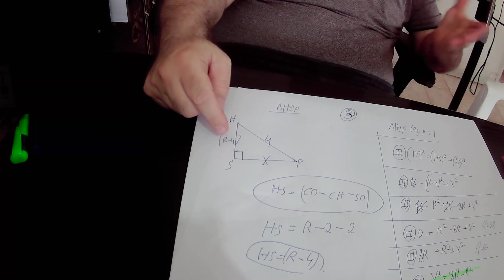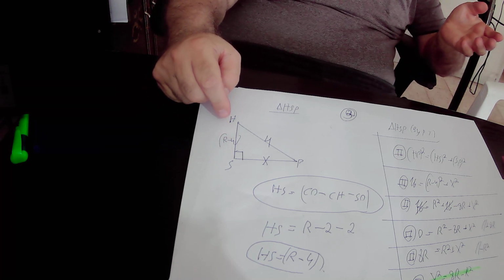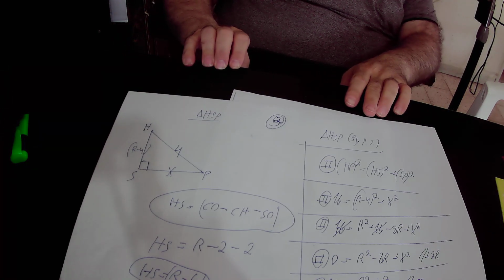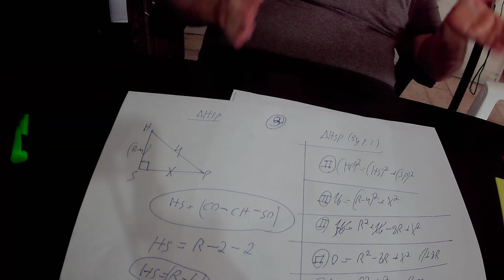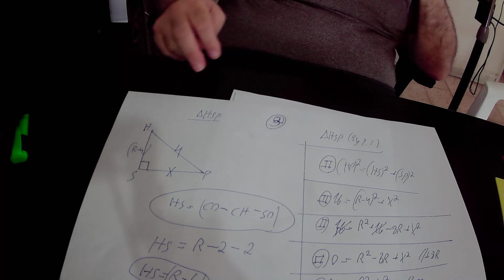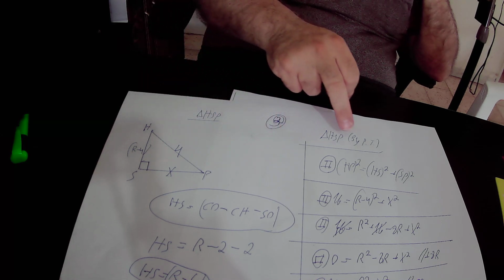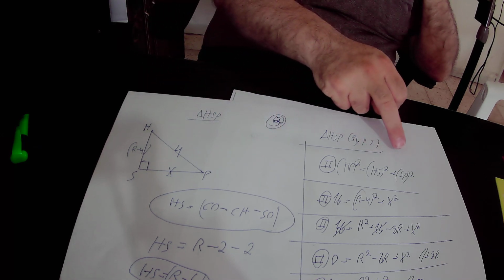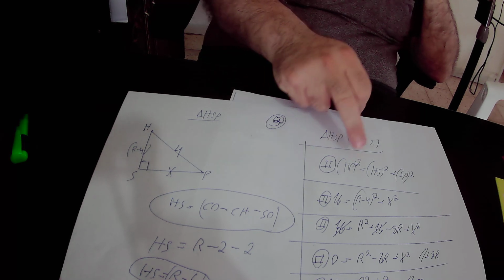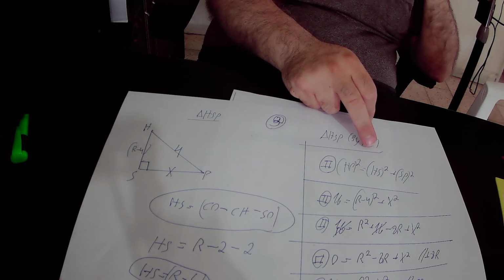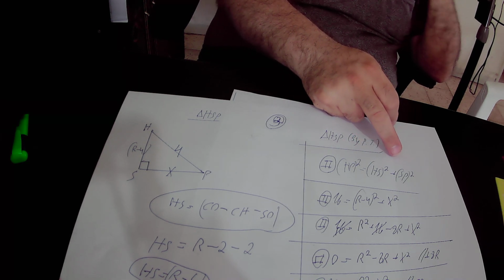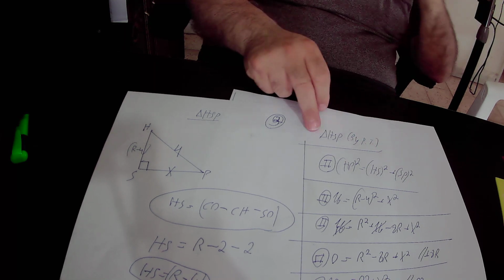Then we implemented the Pythagoras theorem on this right triangle, triangle HSP. Here PT is the abbreviation for Pythagoras theorem. The square of the hypotenuse equals the sum of the squares of the perpendiculars. That is to say, the square of the hypotenuse is HP square, and it must be equal to HS square plus SP square. HP equals 4, so HP square is 4 squared, that is 16. HS equals R minus 4, so HS square is R minus 4 square, plus SP square. SP equals X, so SP square is X square.